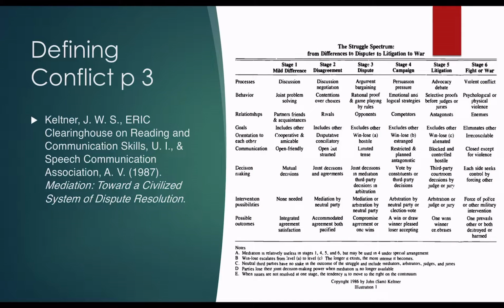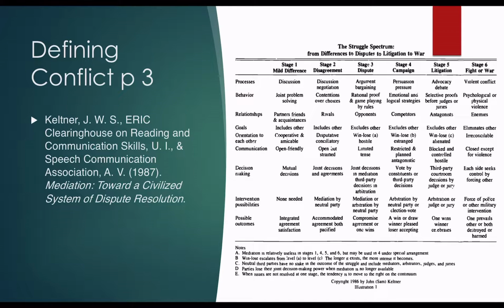The first topic, defining conflict, can be found on page 3 in table 1-2. There are several definitions of conflict, and I have decided to dig into Keltner's definition. In Keltner's definition, conflict is an intermediate stage of a spectrum of struggle that escalates and becomes more destructive.